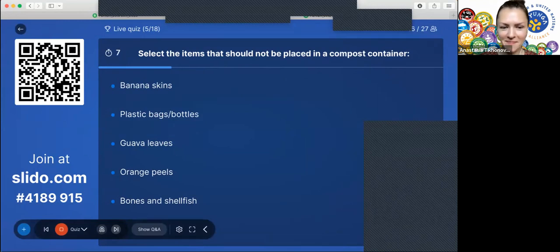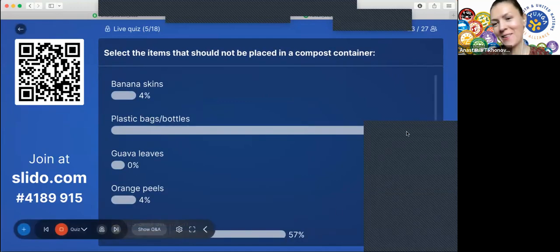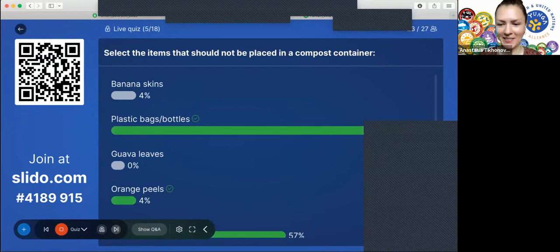Think carefully. And 3 seconds to go. Okay, so all of you know that you should not put plastic bags and bottles. And then bones and shellfish, absolutely correct. And then some banana skins you actually can put. Okay, so here you see the correct answers.